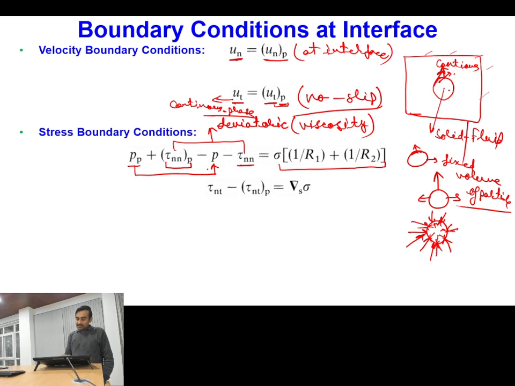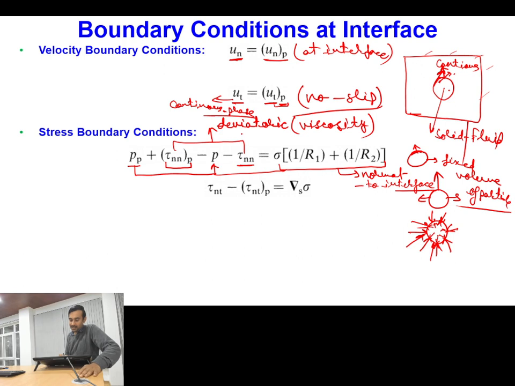Now, the way we have balanced the normal force, we also know that this normal pressure difference is balanced by the surface tension force. So that is my first boundary condition. This first dynamic boundary condition is balancing the forces in the direction normal to the interface. Now I will also have some forces along the tangential direction to the interface.